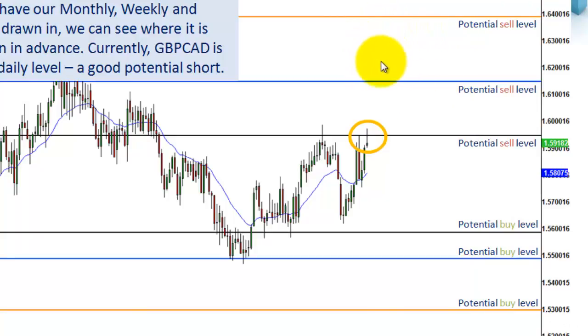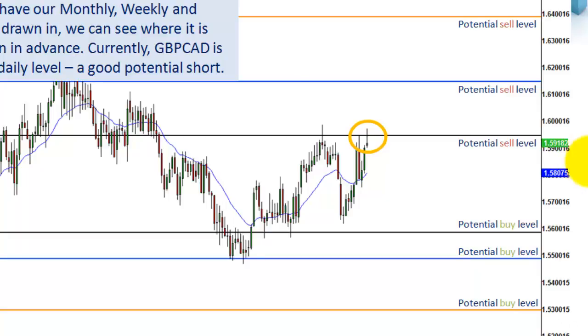And of course, the levels which adhere to the higher time frame, like the weekly level here, is going to be less strong than the monthly level. However, we have no idea how strong the level or how good the move is going to be until it actually happens. So it makes sense to have these levels already drawn in and take the trade regardless, provided we've got our price action set up here.